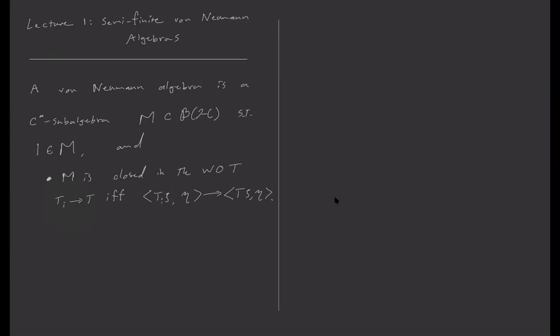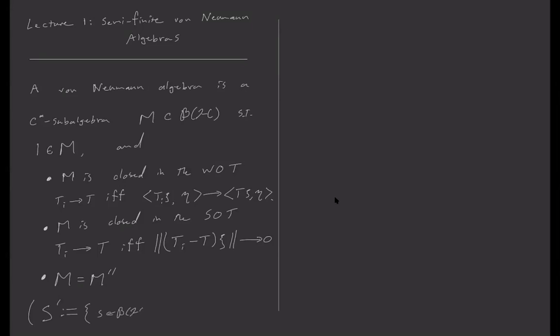The second equivalent condition is that M is closed in the strong operator topology, where a net of operators T_i converges if and only if, when you apply each T_i to a vector, the vectors converge. And this is convergence in norm, not weak convergence. And the third condition is that M is equal to its own double commutant. So this is a purely algebraic condition, where I'll remind you that if you have a set S, then the commutant of S is by definition the set of operators in B(H) that commute with everything in S, that is, ST equals TS for all T in S.